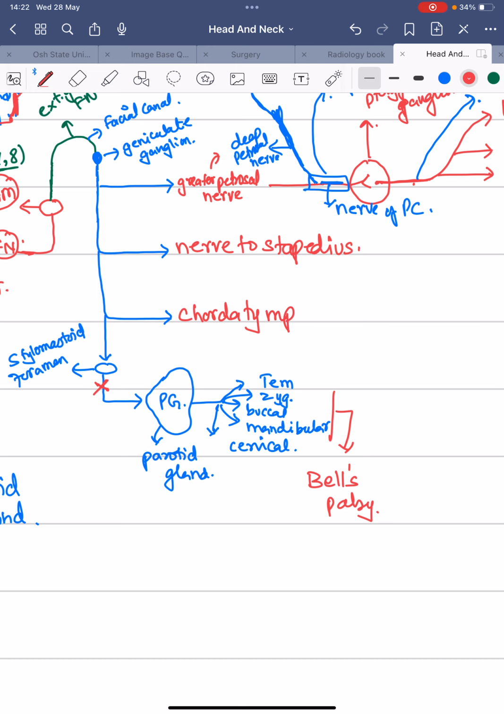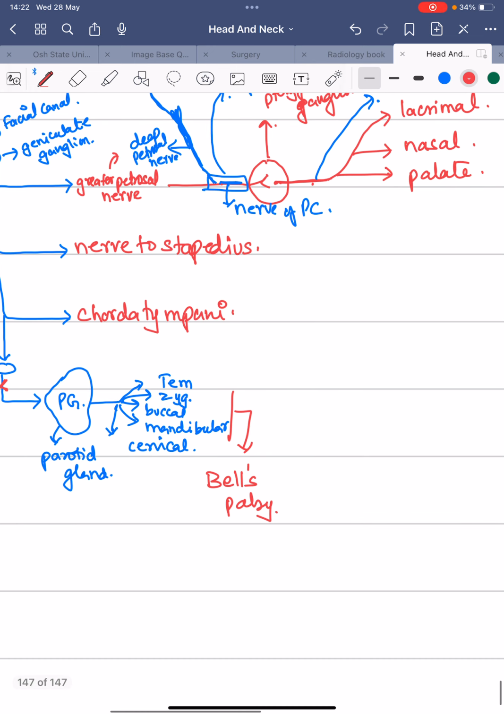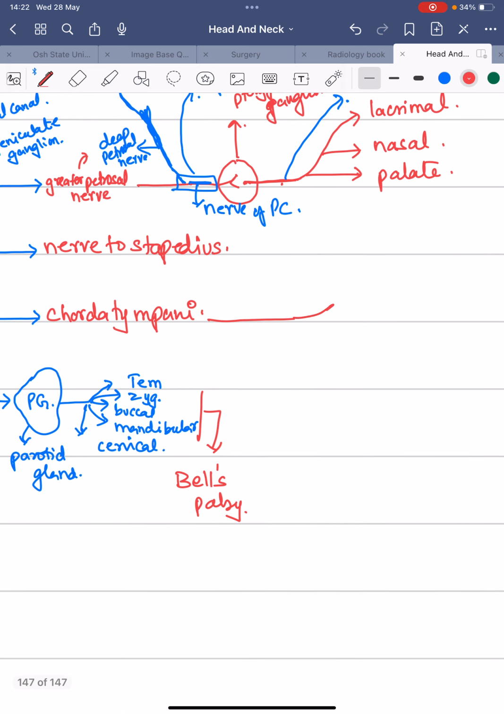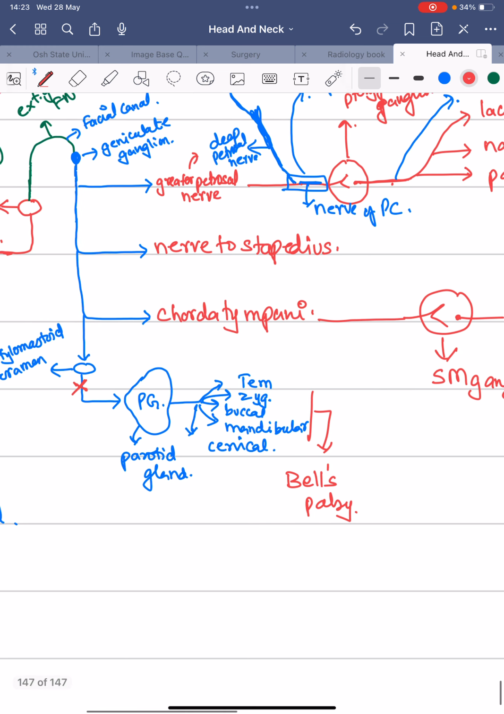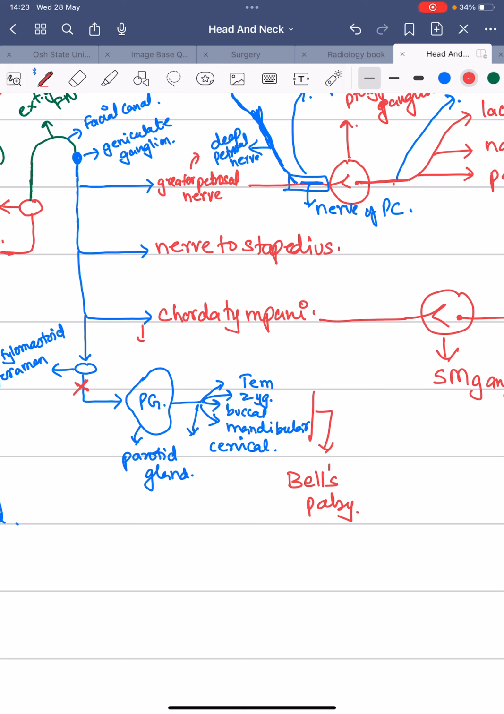Now this is very important. Now chorda tympani is going, and now it is making this ganglion here. This is your submandibular ganglion. Okay, so chorda tympani, please remember, arises from the facial nerve in the facial canal. Okay, and it contains preganglionic fibers. So this is your what? This is the ganglion, so it will be your what?